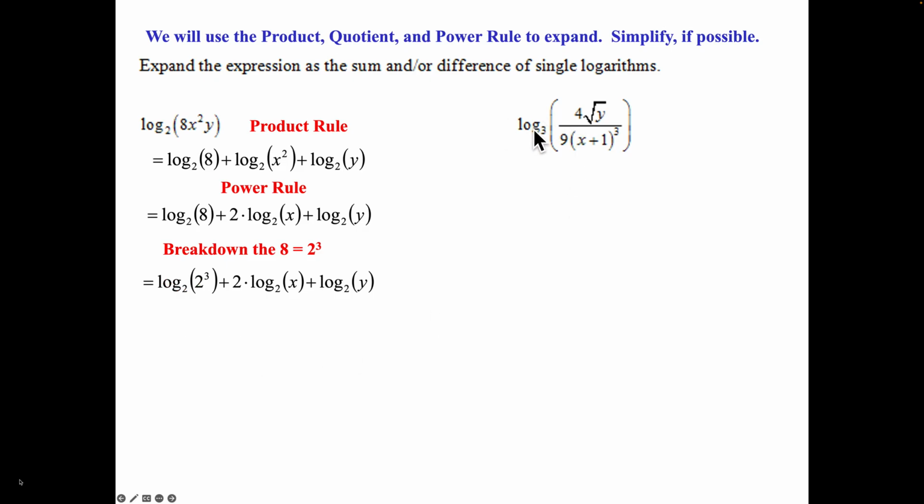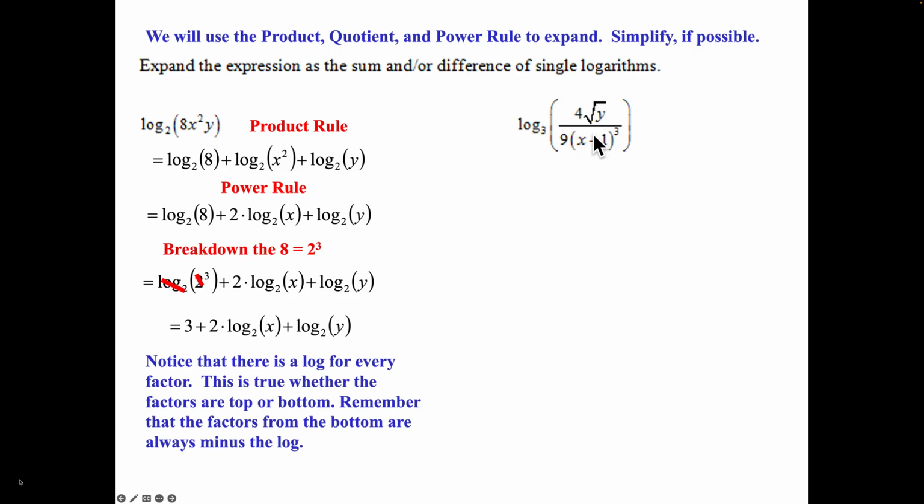Next example, log base 3 of 4 times the square root of y, all over 9 times (x plus 1) to the third power. There are 4 factors here. One is the 4, the second one's the square root of y, third one is the 9, and the binomial is the 4th. So you need 4 logs. Just like we said back here, remember, tops are added, bottoms are subtracted.